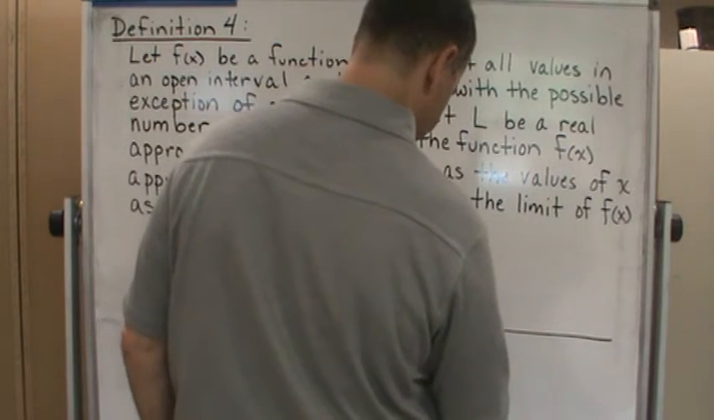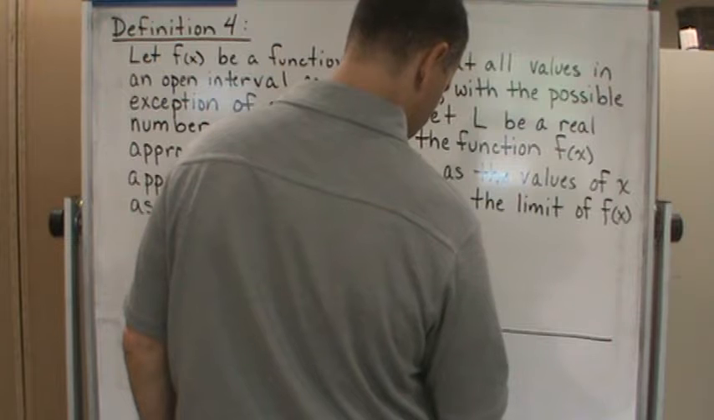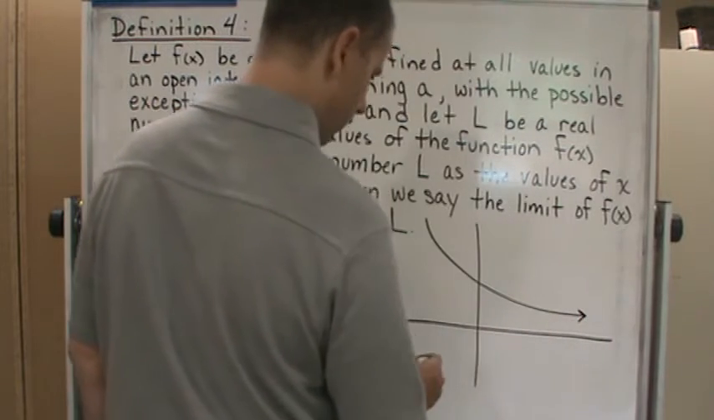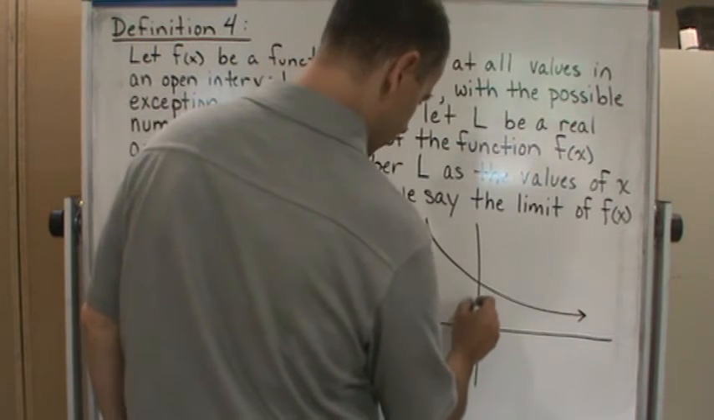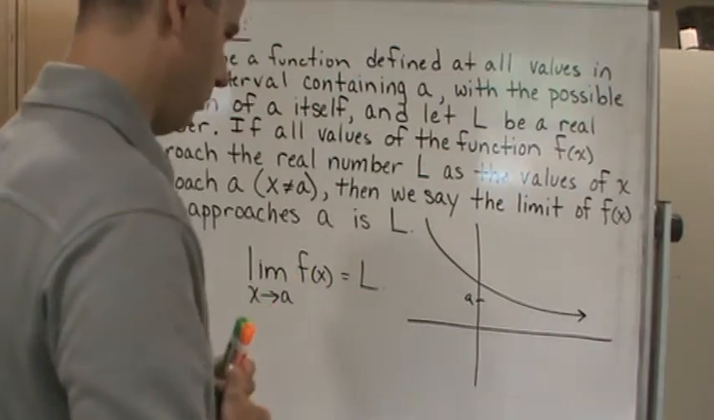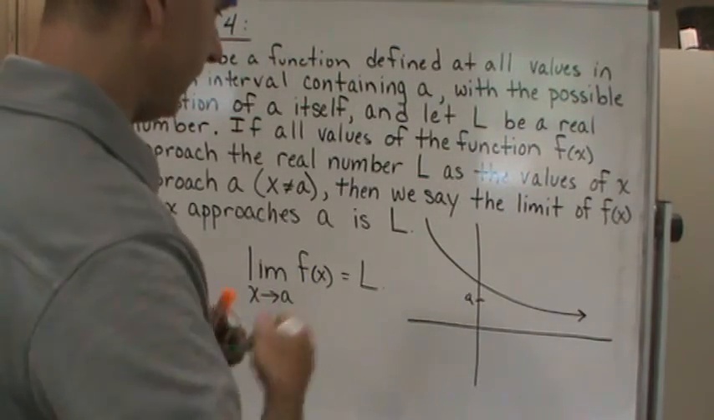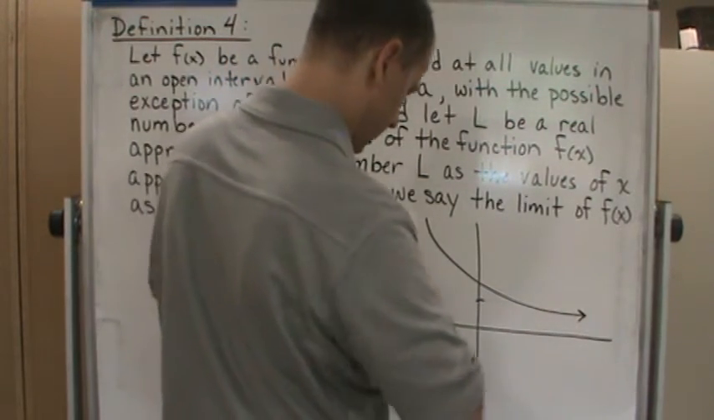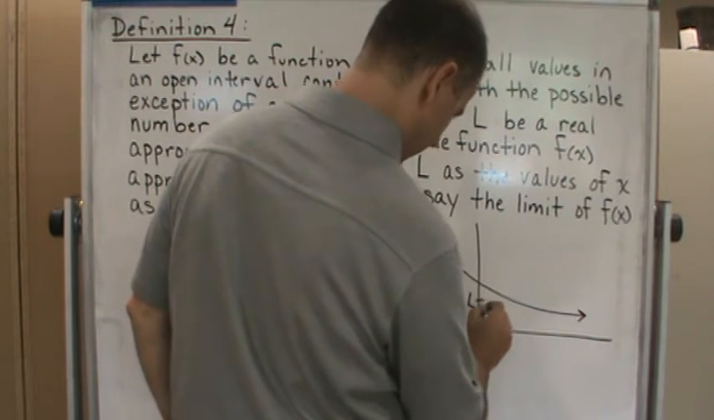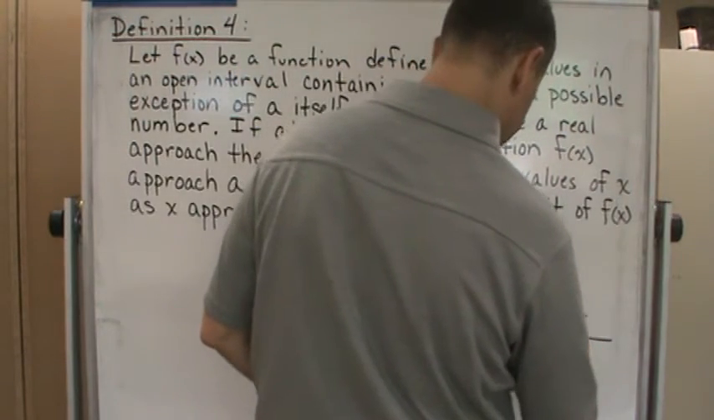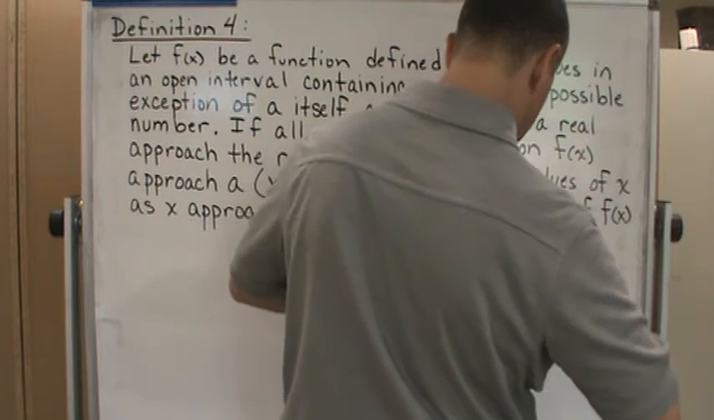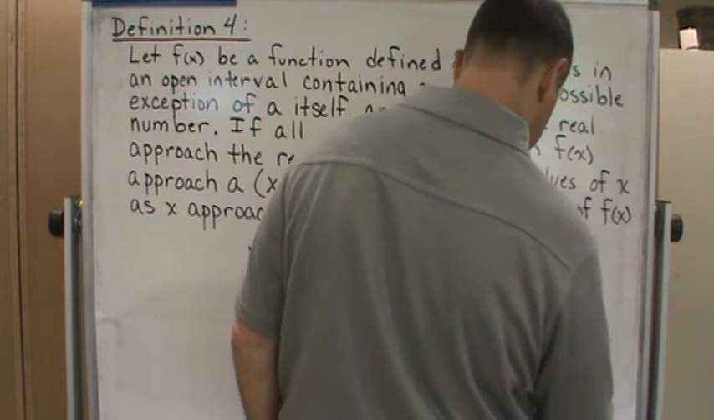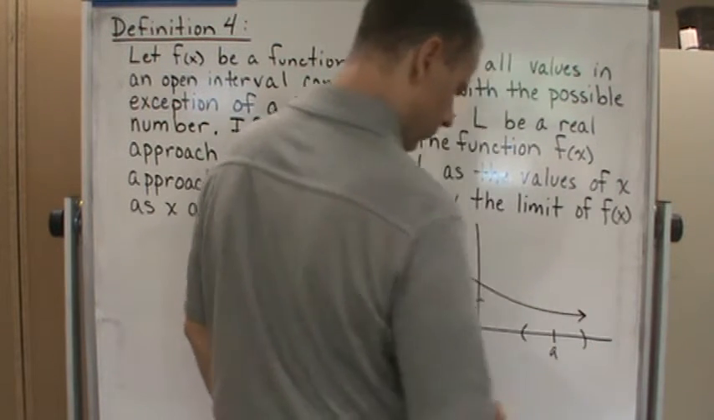Let's say we have a function like this, right? And so here's a. So what we're saying is, let's say this is L, and let's say we take a, and we take some open interval around a.